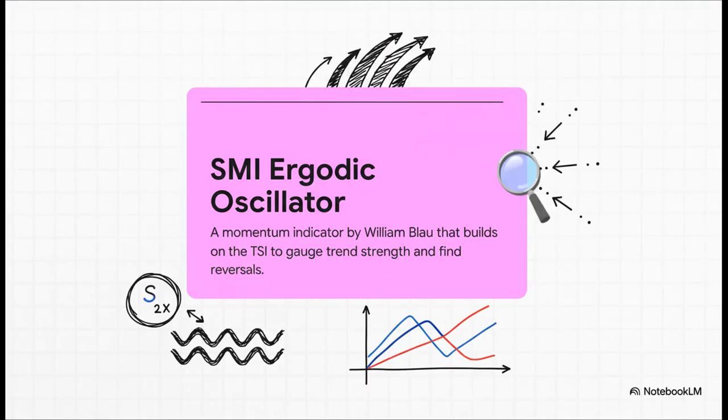So what is this thing? Well, the SMI Ergodic Oscillator was created by a guy named William Blau, and you can think of it as a souped-up version of another indicator called the True Strength Index, or TSI. Its main job is to take all that messy price data and put it through a special double smoothing process. The result? A much cleaner signal that helps you see the true strength and direction of a trend.